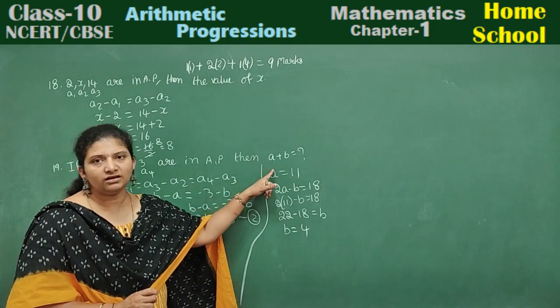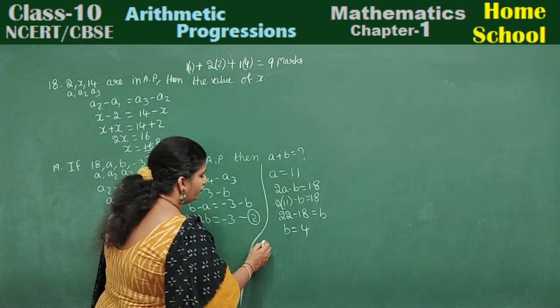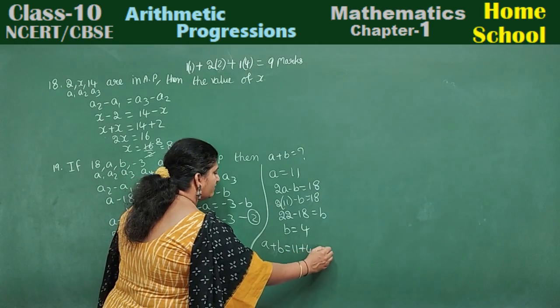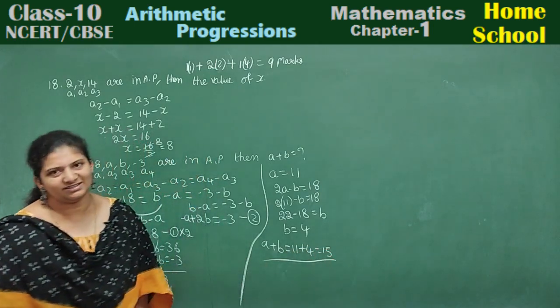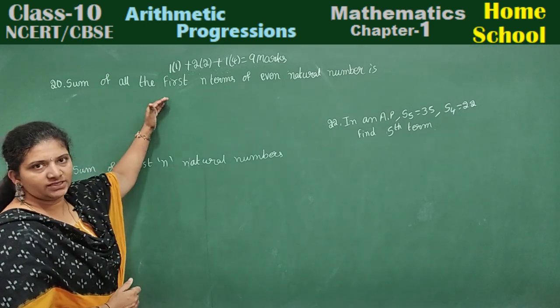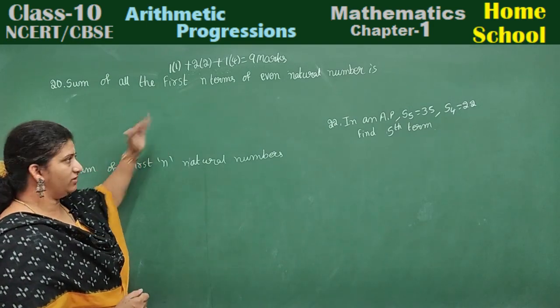But they asked here a plus b. Therefore, a plus b is equal to 11 plus 4. It will be 15 is your answer. Okay, let's see the next question. Before solving this, let me solve this. Then I'll solve this one.